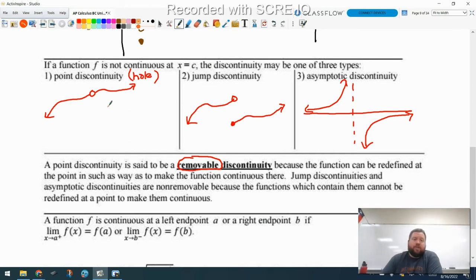The other two, jump and asymptotic, are not removable, non-removable. And that's because you can't redefine the function. You would have to move this entire section of this graph up to match that, and that would be fundamentally changing the original equation. Same thing over here. You would have to somehow make these connect to each other, and you would be fundamentally changing the entire equation to do that. So you cannot do that. All right, so point discontinuity is the only one that is removable.